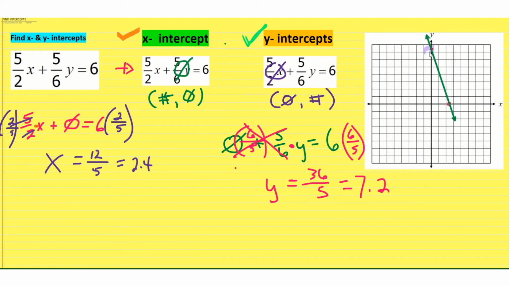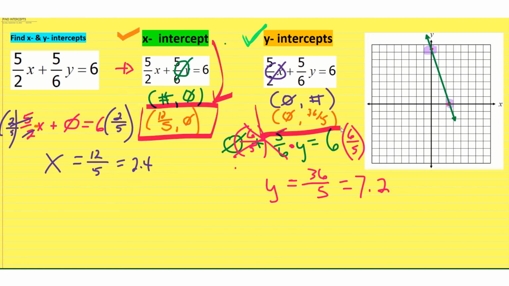Like I said, this is my y-intercept. This is my x-intercept. But the way that I want to actually write these points down here, the x-intercept will be a number. And I said that my number was 12/5. 12/5, 0. And my y-intercept is going to be a 0 in the x position, and I said that my y-intercept was 36/5. Okay, so this is the x-intercept, and this is the y-intercept.